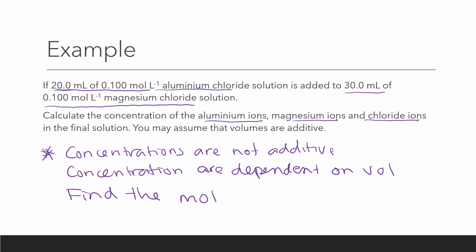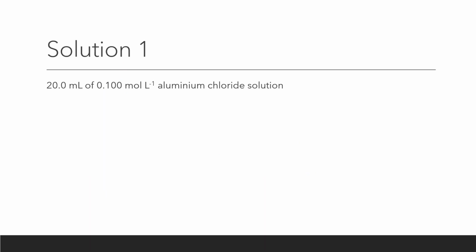So when we tackle this problem, we're going to find the moles of each component, and then we can add the moles, because moles are additive because it's an actual number of particles. So I'm going to break the problem down into each solution. Solution 1 will be the aluminium chloride. Solution 2 will be the magnesium chloride, and then we'll put it all together to make solution 3, the new mix.